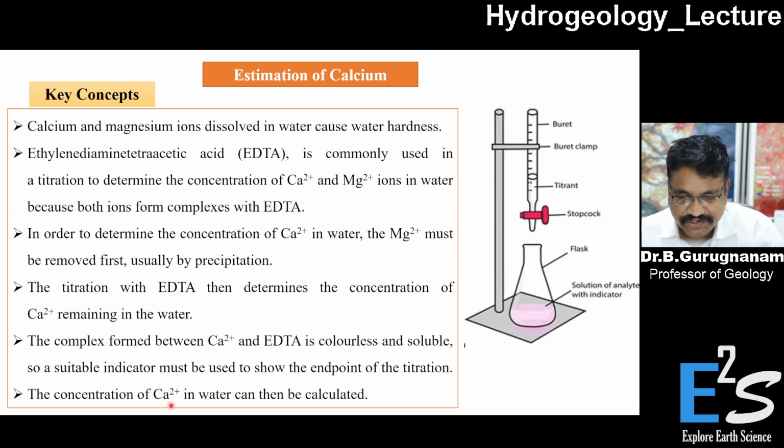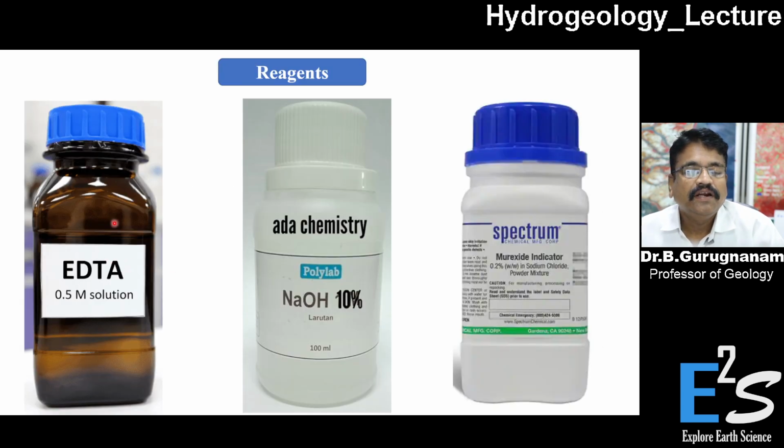The concentration of calcium in water can then be calculated. And what is the solution being used? EDTA 0.5 M solution and sodium hydroxide 10%. And this is the indicator, which is in sodium chloride. Now we are going to remove the magnesium to assess the calcium.